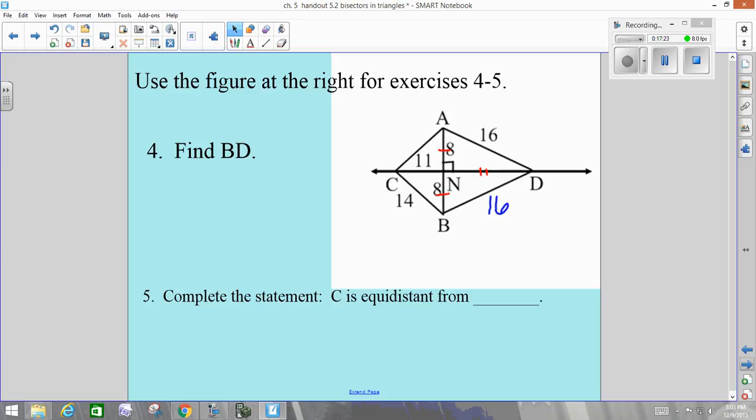Yep. Okay, part 5, or number 5. C is equidistance from what to what? We just said here that CD is a perpendicular bisector. It's cutting AB in half, it's making a right angle. So any point on that has to be equidistance to the endpoints. So if C is going to be equidistance from A as it is B. So this would be A and B.